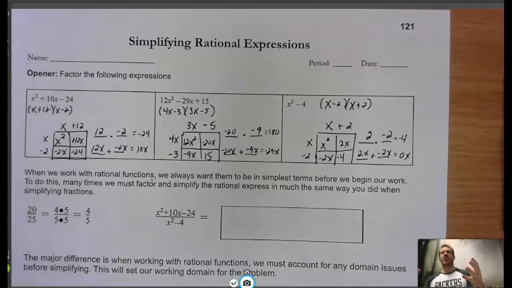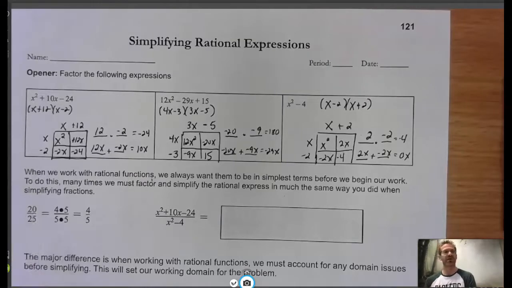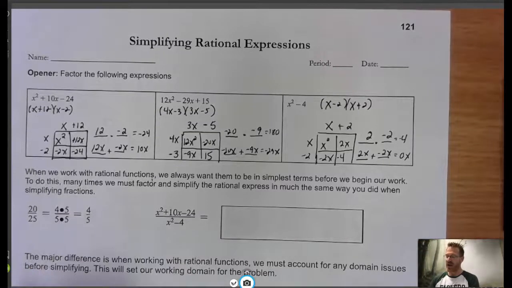And a rational expression is going to have a polynomial over a polynomial. What we want to do is be able to look at those polynomials in lowest terms the same way we look at fractions in lowest terms. So when we look at 20 over 25, we can look at that as 4 times 5 over 5 times 5. And then the way we reduce is we say what is common to the numerator and the denominator. So 5 divided by 5 is 1, and that leaves me 4/5.